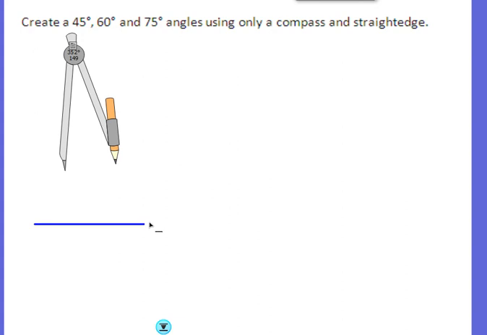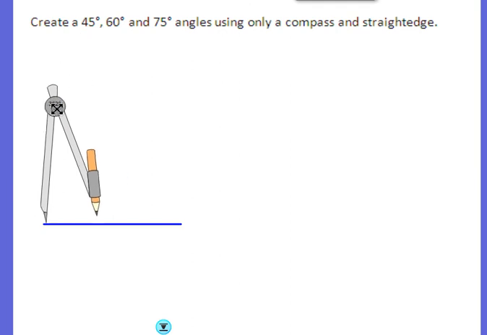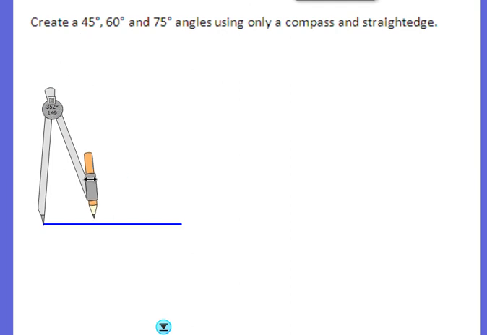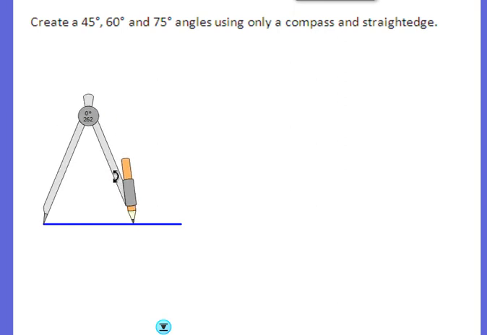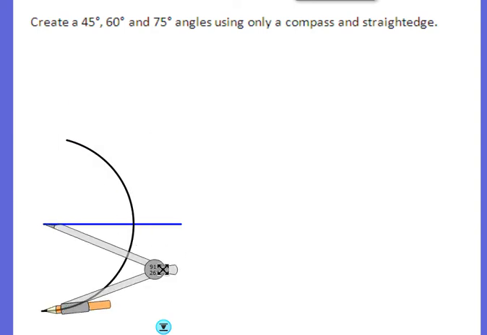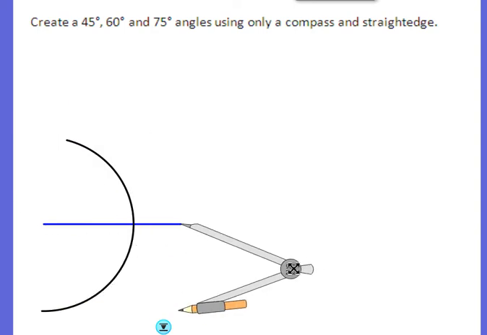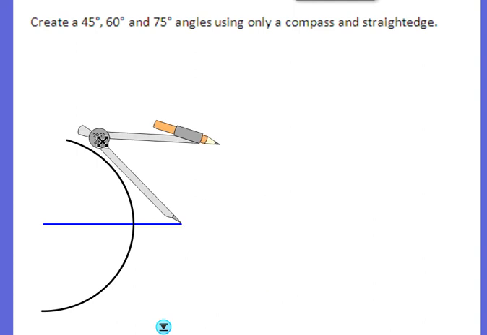Well, how do we create a 90-degree angle? We draw a perpendicular bisector. So we take our compass. Remember, we have to go over halfway. That's key. If we don't go over halfway, then the arcs we make will never intersect. That looks over halfway. And then we draw an arc. We come back to the other side of the line.